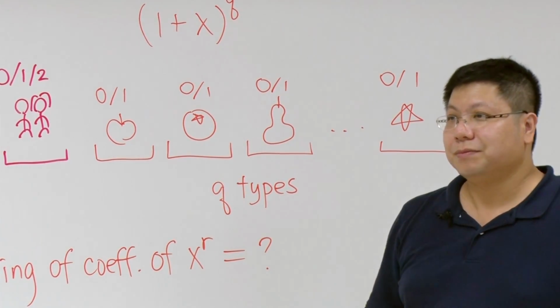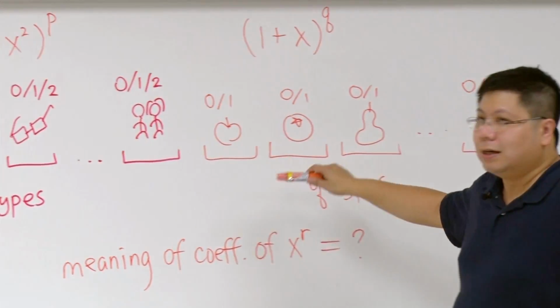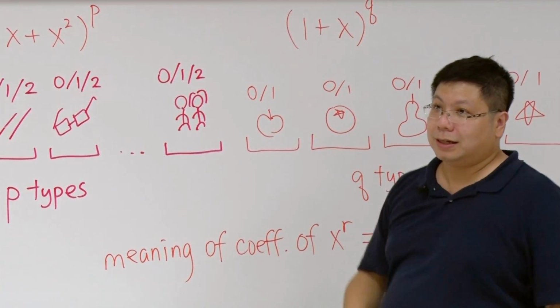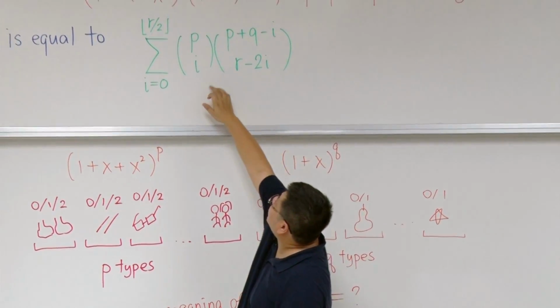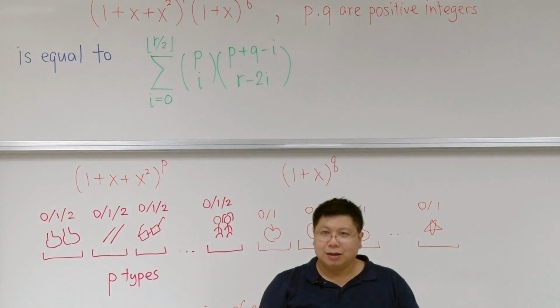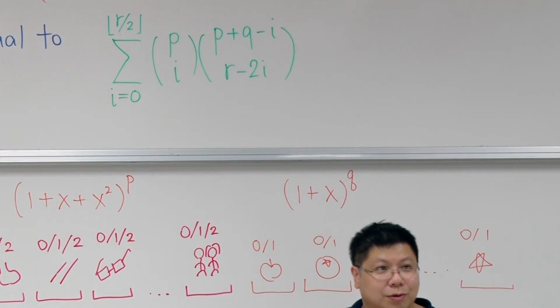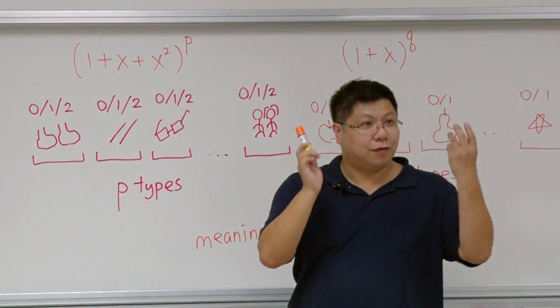And then we want to show that the number of ways is equal to this summation thing. Let's take a look at what is meant by the summation thing. So we have p choose i here. Logically, out of these p items, I want to choose i of them.